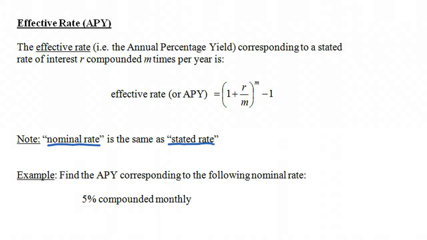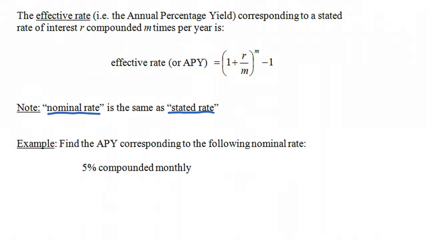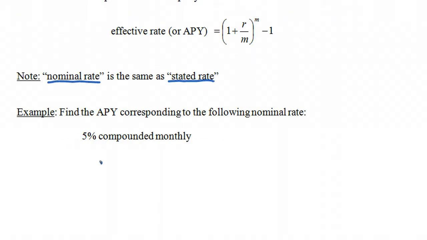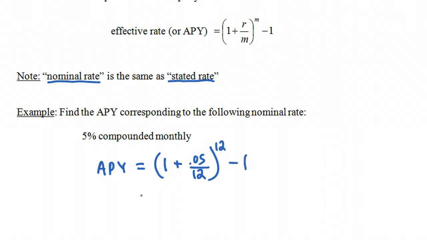So let's look at this example. Find the APY corresponding to the following nominal rate: 5% compounded monthly. What's the effective rate, or what's the APY for this? Now, we expect our answer to be bigger than 5%. So what's it going to be? We have 1 plus R over m, but R is 0.05. Now, the m, remember, is the number of times you're compounding in a year. We're compounding monthly, so it would be 12. And so there's a 12 also up here because of that m. And then subtract 1. We'll need to work this on our calculator.